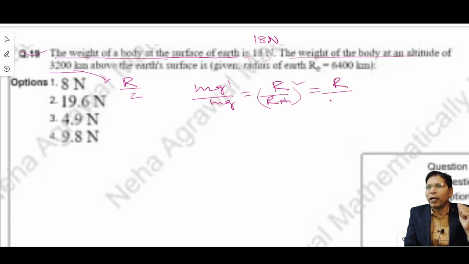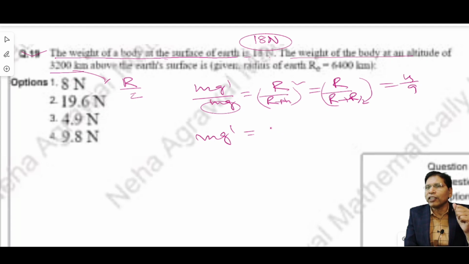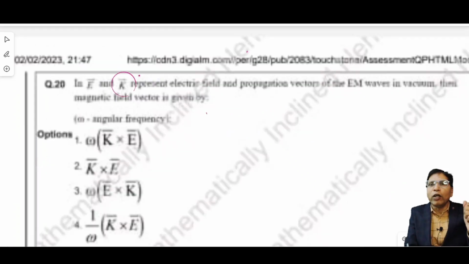So look at this. This is the R divided by, this is 3200 kilometers, so this is the R by 2. This is whole square. So look at this. This is the 4 by 9. Now mg is equal to 18. This is the 18 Newton. Therefore mg dash equals 18 into 4 by 9. So this is the 8 Newton. Okay. Look at this here.